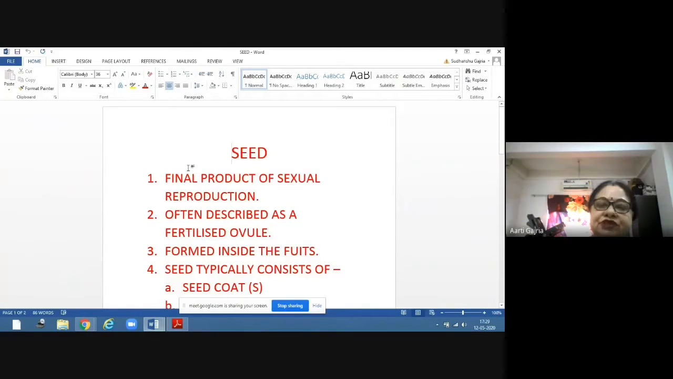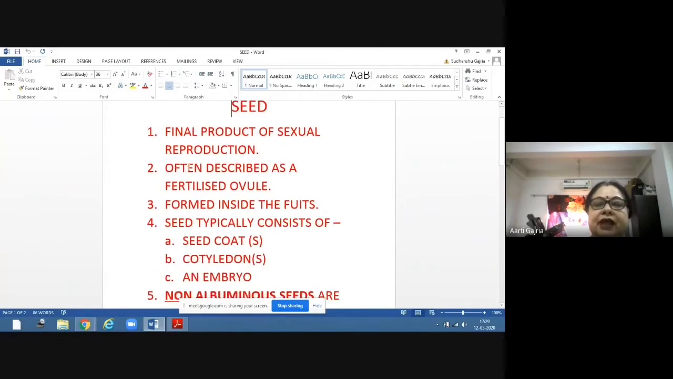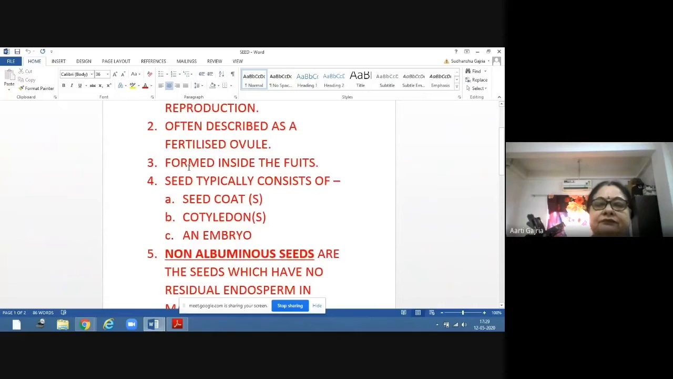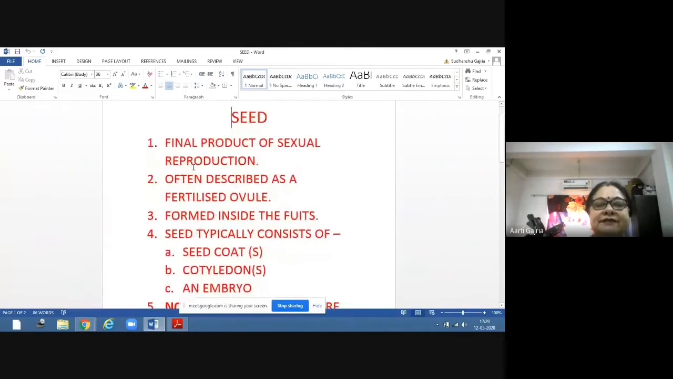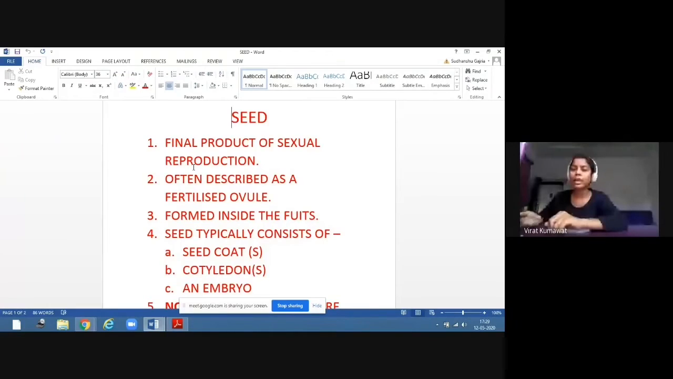Now, this seed is often described as fertilized ovule. Can anyone tell me why? Why is it called fertilized ovule? Ma'am, because it is formed after the fertilization of the ovule.